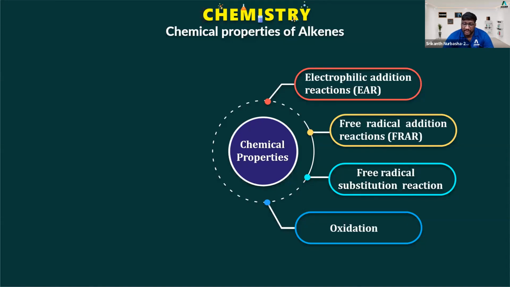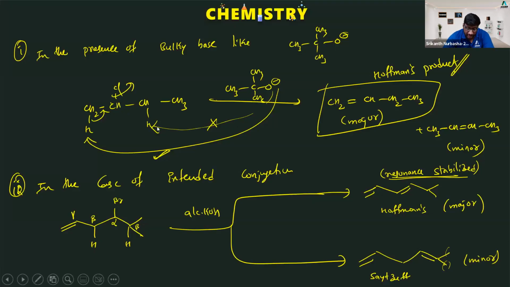Do you remember any reactions, whatever we have discussed in electrophilic addition reactions of alkenes? Free radical additions, free radical substitution. Markovnikov. Yes, Markovnikov rule. Any other reactions, like what additions we have discussed? So let us go back to that slide where we have already discussed, so that you will get an idea.